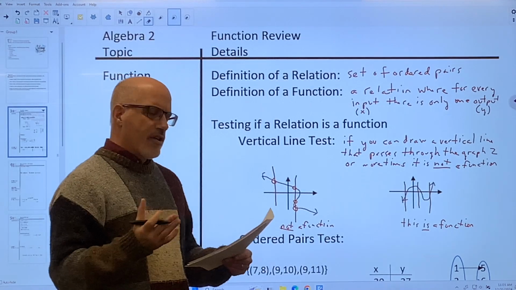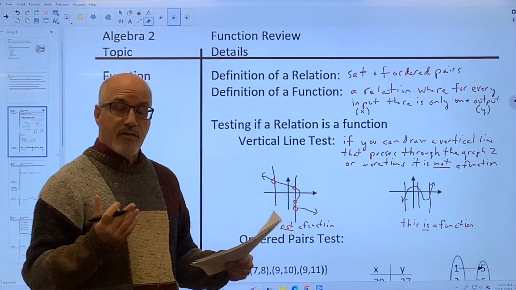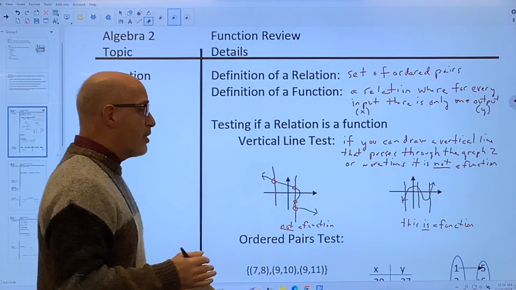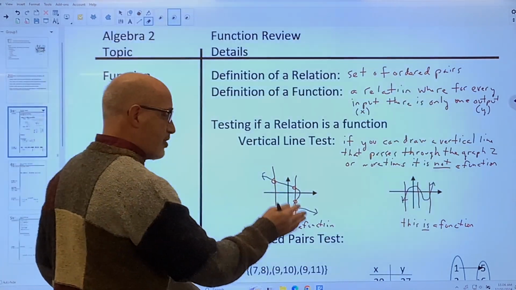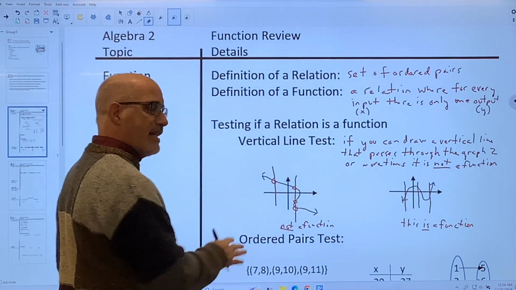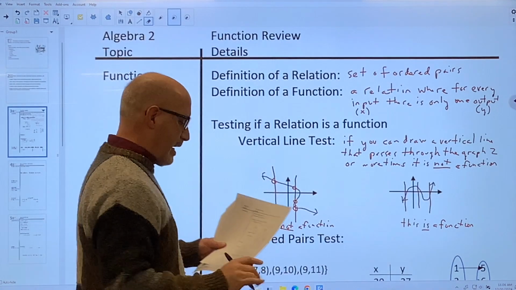So basically the vertical line test either passes or fails. If it passes and does not hit the graph twice, it is a function. If it does not pass, if it hits it 2 or more times, it is not a function.